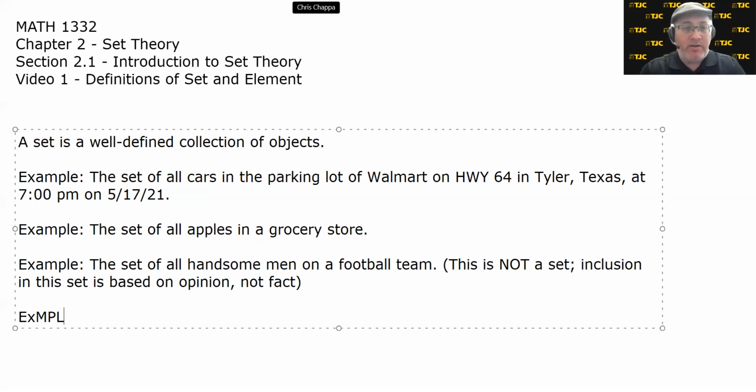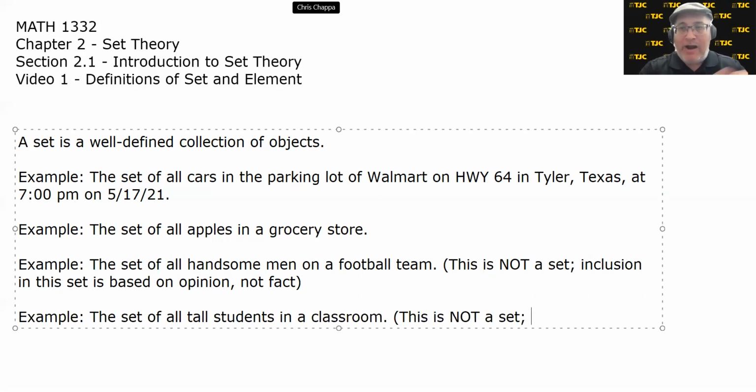Sometimes you can actually have something that's not a set because it's not well defined, and it's not really based on opinion. For example, the set of all tall students in a classroom. This is not a set. Now, why is it not a set? Well, we all know what it means to be tall, but the word tall in this context is not well defined because who's tall to one person might not be tall to somebody else. For example, let's say that you're looking at me and I'm 5'10". If you are 6'5", then I am not tall to you. But if you are 4'9", then I'm probably tall to you. So the word tall here is not very well defined.